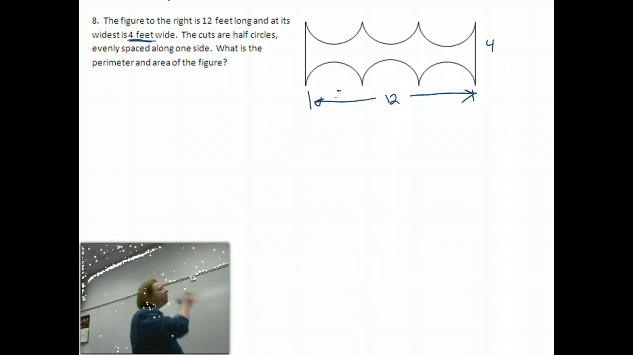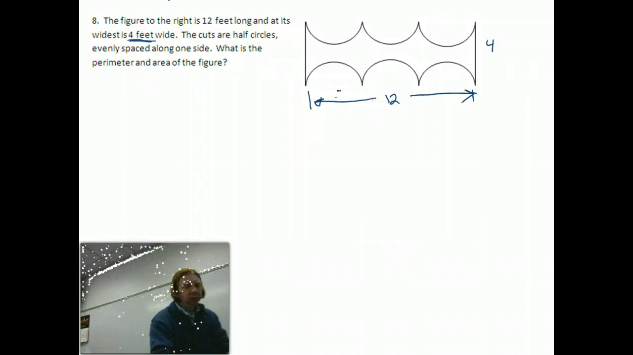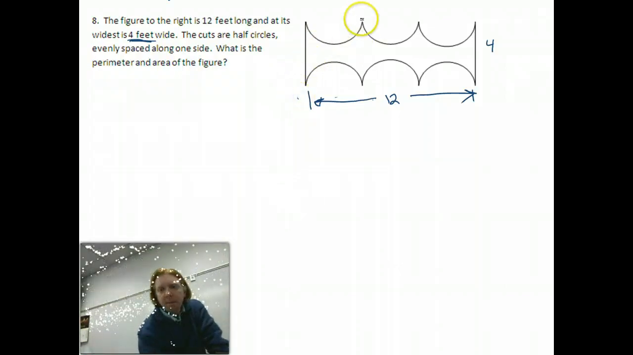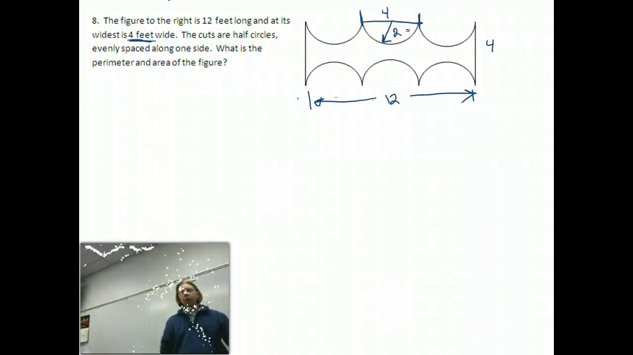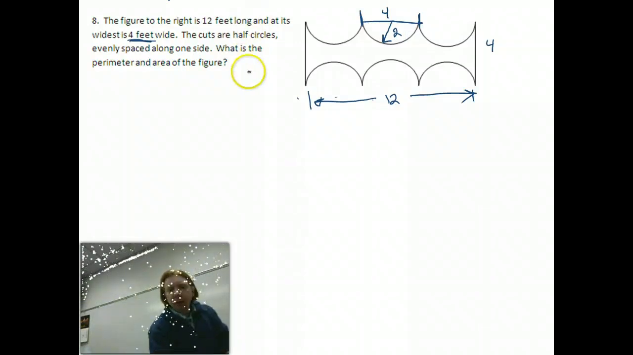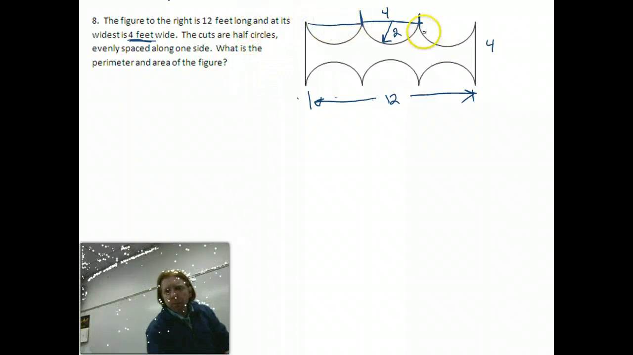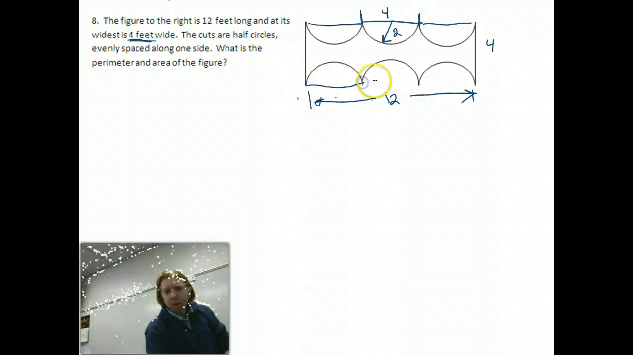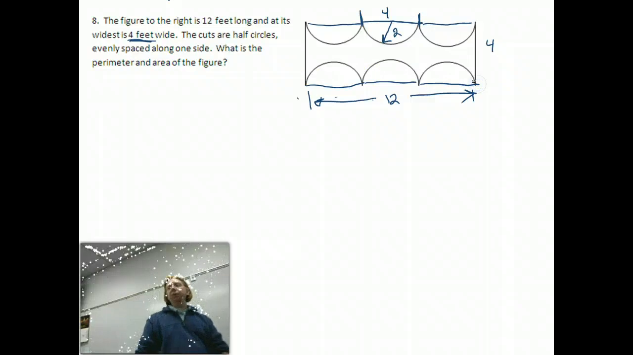Now I've cut out some circles. Well, what do I know about how wide each of those cuts is? They have a diameter of 4? Yeah. So if this circle here, from here to here, is 4, what's the radius? 2. Just approaching this from the context of area, can I look at this thing as being a rectangle that has had 6 half circles cut out of it?